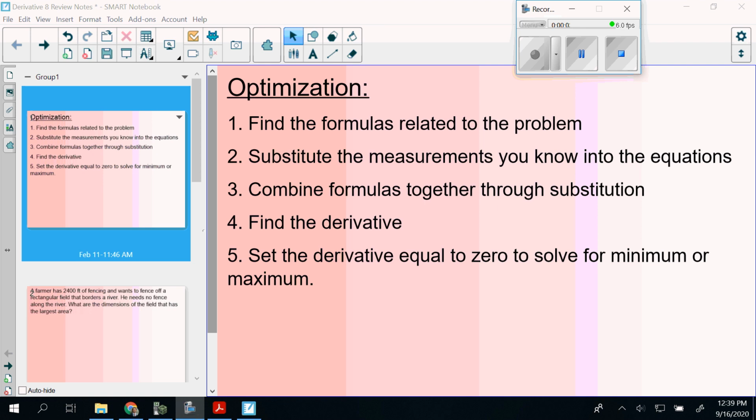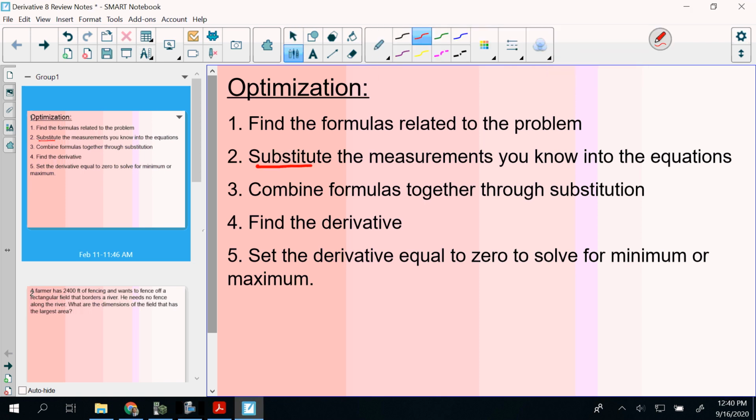All right, we're going to look at optimization. That's a process of trying to find the maximum or minimum of something. So some of the things we're going to be looking for: find the formulas related to the problem. There's going to be some substitution that comes in here when we combine these ones. And then we know to optimize something, if you want to try to find the maximum or minimum of something, find the derivative, set it equal to 0, and that will give you your minimum or maximum.